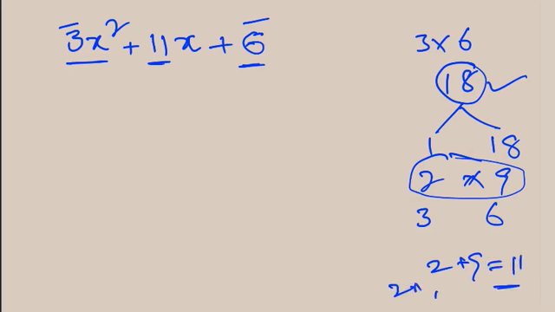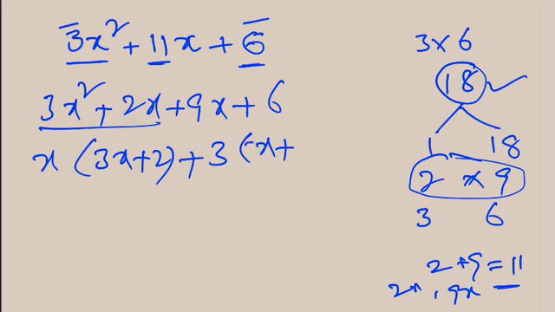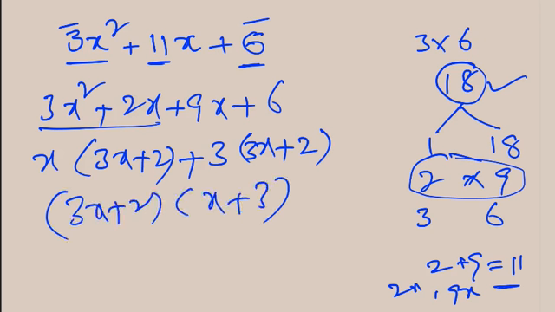Now one is 2x, another one is 9x. So split the middle term: 3x square plus 2x plus 9x plus 6. Now from these two, what is common? x only is common. Then what is left? 3x plus 2 is left, and from these two 3 is common. 3 times x plus, 3 3s are 9, means 3x plus 2 is left. Now take 3x plus 2 out common, and x plus 3. So after taking common, 3x plus 2 and x plus 3 are the factors of the given quadratic polynomial.